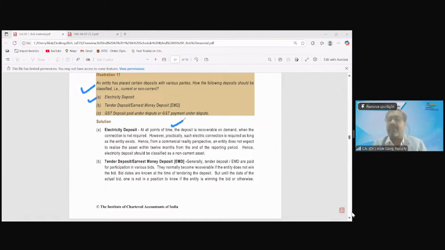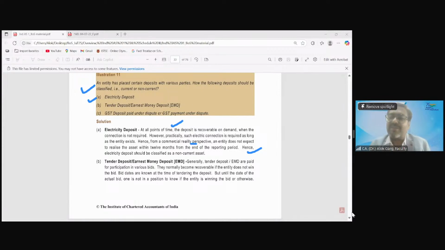At all points of time, the deposit is recoverable on demand when the connection is not required, right? However, practically, such electric connection is required as long as the entity exists. Hence, from a commercial reality perspective, an entity does not expect to realize the asset within 12 months from the end of the reporting period. Hence, electricity deposit should be classified as non-current asset.